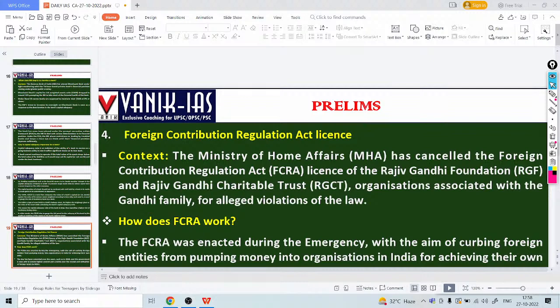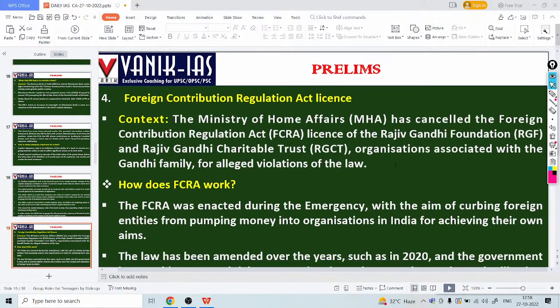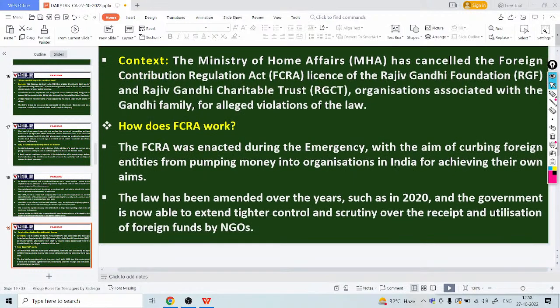Okay. So how did this Foreign Contribution Regulation Act come about, and what was its purpose? The FCRA was enacted during the Emergency with the aim of curbing foreign entities from pumping money into organizations in India for achieving their own aims. The law has been amended over the years, such as in 2020, and the government is now able to exercise tighter control and scrutiny over the receipt and utilization of foreign funds by NGOs.